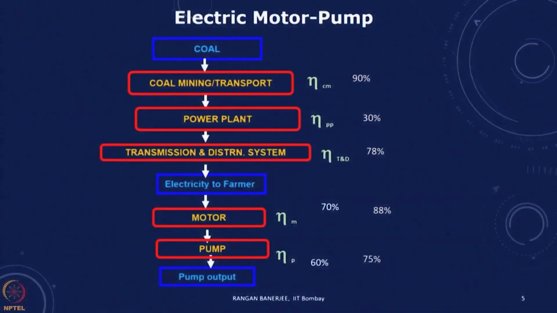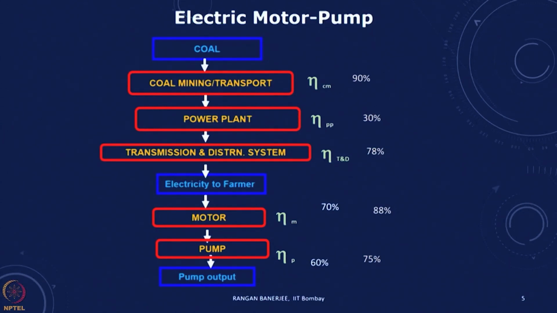If you look at typical efficiencies of all of this, the numbers that we have put: the mining efficiency may be of the order of 90%, the power plant has an efficiency of about 30%, transmission and distribution about 78% efficiency, and for the motor pump, depending on actual operation, the motor may be of the order of 70% and the pump of the order of 60%. The best efficiencies may be 88% and 75%.